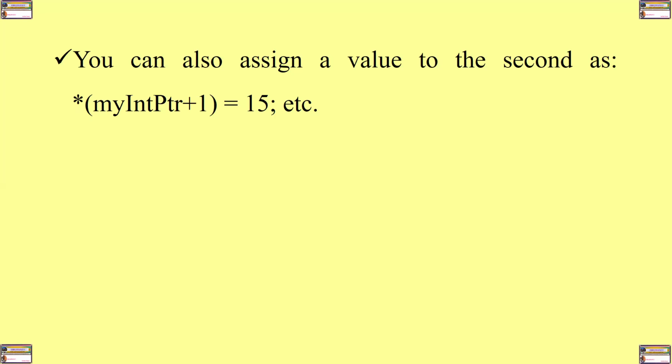And therefore, the pointer will point to the next index in the array, which is index number 1, which of course is element number 2. And therefore, we are assigning value 15 to the memory in the array that is being pointed to by the pointer, whose index is 1.